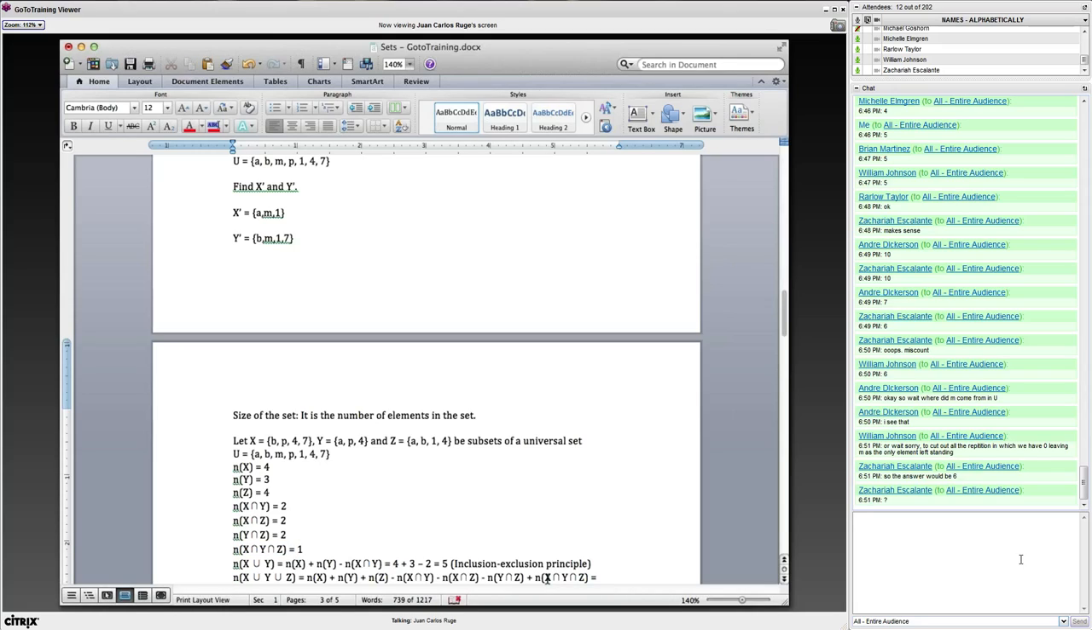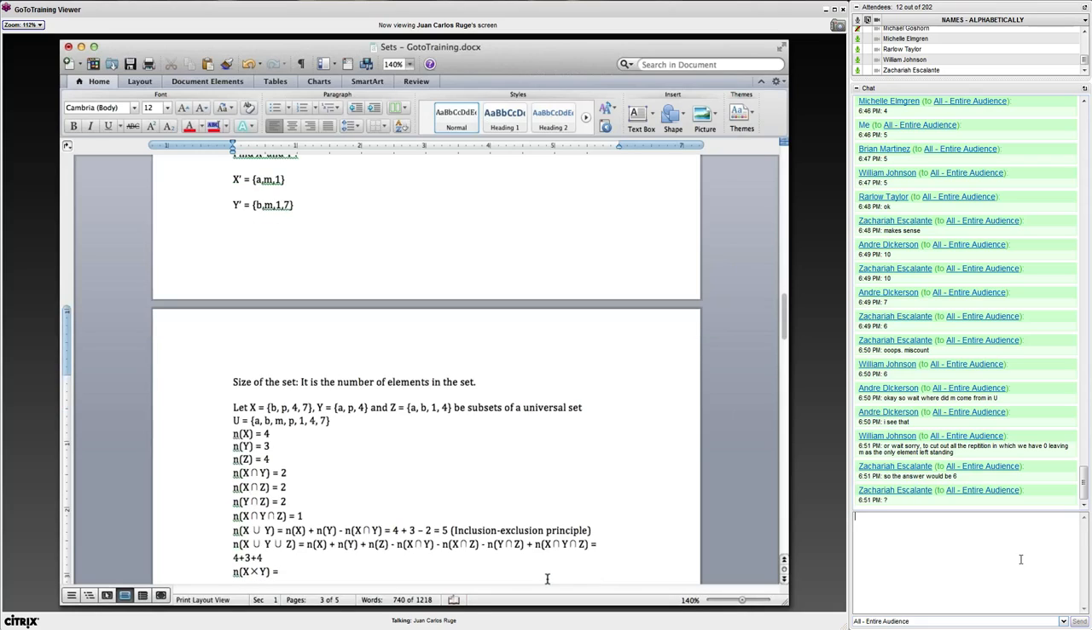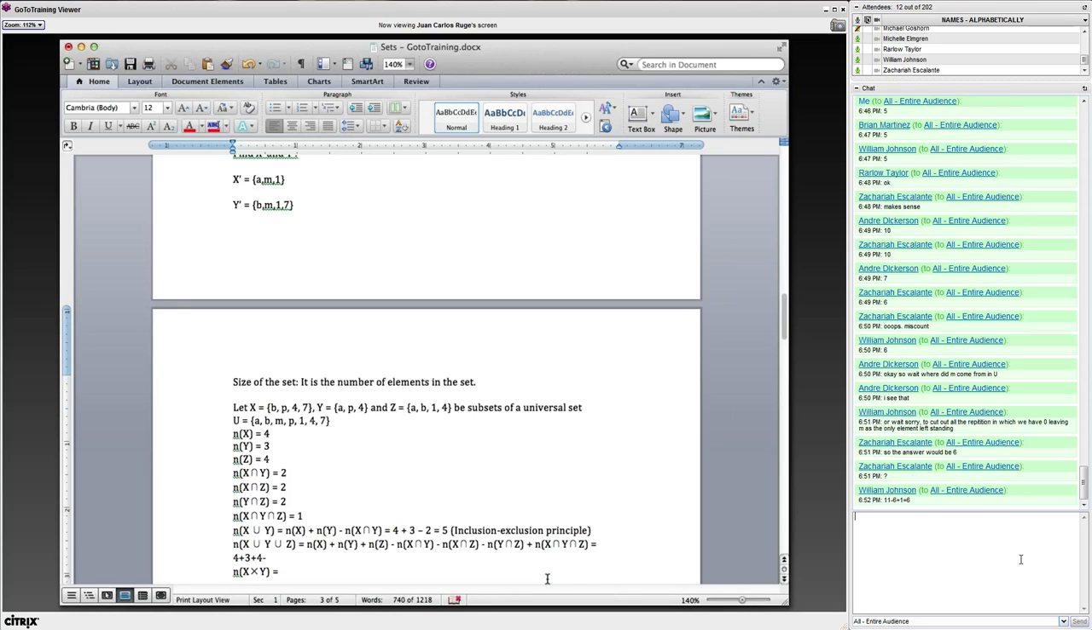So here the idea is, first we count all the elements, but then we take out repetitions, but on the repetitions we are repeating something else. So it's going to be a double repetition. It's going to be double negative. That's the reason we have to add. So this is going to be 4 plus 3 plus 4 minus 2 minus 2 minus 2 plus 1.